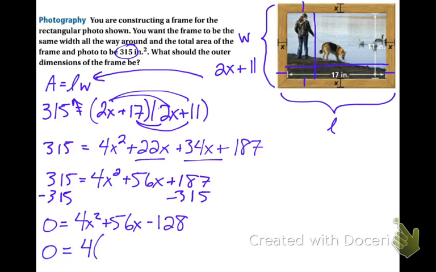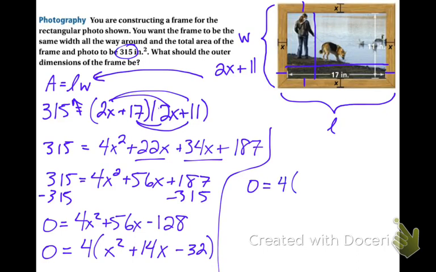This one actually, to make it easier, I can factor out a 4 from each of these. x squared plus 14x minus 32. So when I factor this, 4 stays on the outside, and then I can put my 2 parentheses in here. And these are going to be different signs. Again, I'm factoring what's left in the parentheses here. 2 numbers that multiply to give me 32 and add to give me 14. 16 and 2.